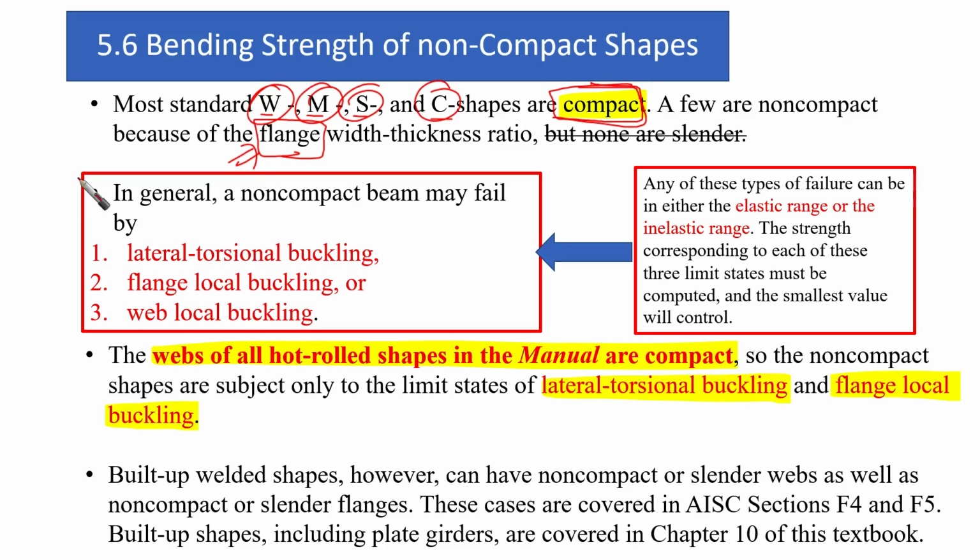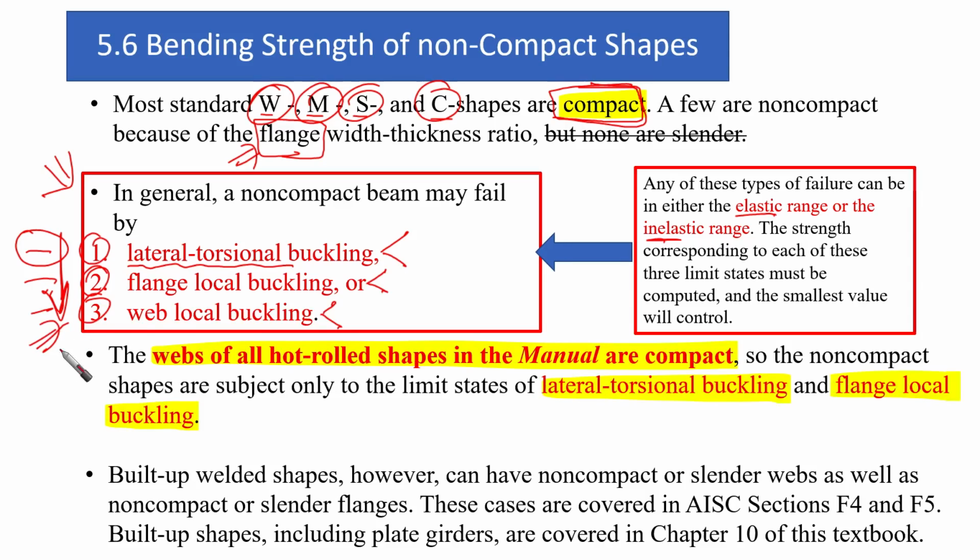In general, let's examine the failure modes of our non-compact shapes. A non-compact beam may fail by 1, 2, 3. It is similar to the compact shapes as we have mentioned before: lateral torsional buckling, elastic or inelastic; flange local buckling, elastic or inelastic; or web local buckling, elastic or inelastic. Any of these failures can be in either the elastic range or the inelastic range. The strength corresponding to each of these three limit states must be computed, and the smallest value will control. This means you need to check all of them and see which one is the least, and it is going to be the governing condition.